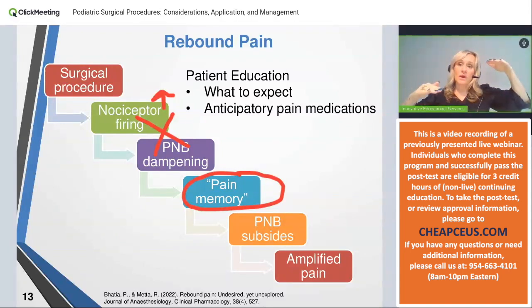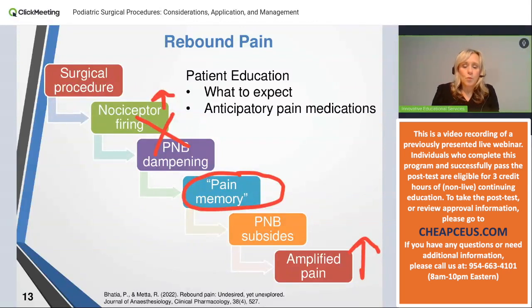Peripheral nerve block is wearing off. And when they reach that point, if the peripheral nerve block is gone, now when it subsides, this is when we're having that increased amplified pain. The extra concern is that this often happens to patients about 12 to 24 hours after that nerve block is administered. And with ambulatory surgery for the foot and ankle, they're home now.